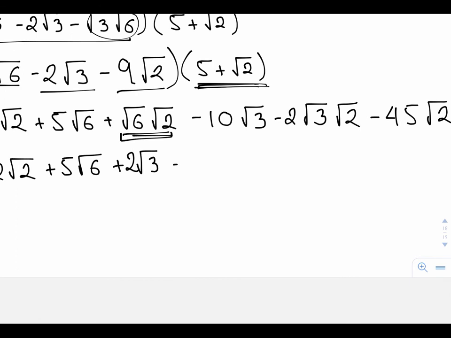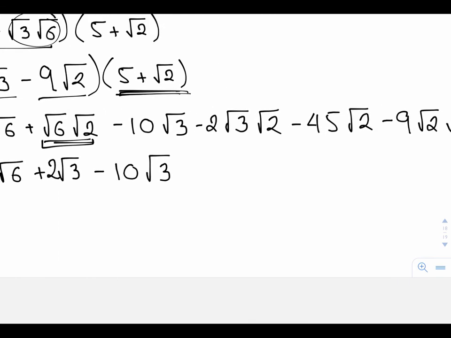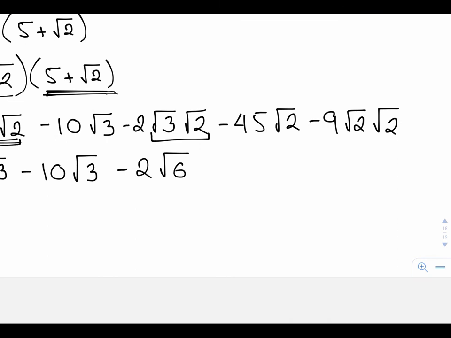Moving on, I have negative 10 root 3, which I can do nothing with. Same thing over here. I'm just going to combine these together to give me root 6. Again, root 6 has no perfect square factors, so I'm at a loss there. The negative 45 root 2, same thing. And finally, these 2 root 2's multiply to give me root 4, which in turn gives me a value of just 2. And 2 times 9 is 18.